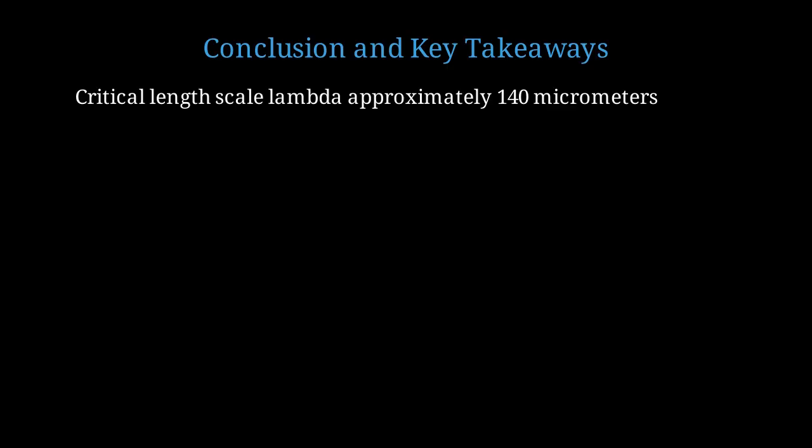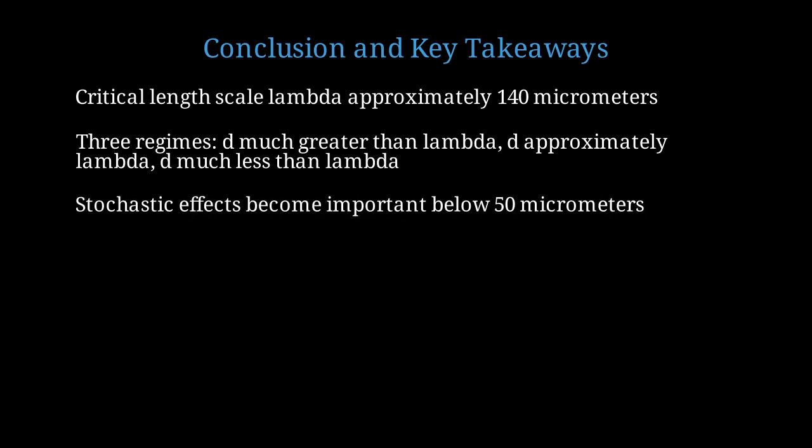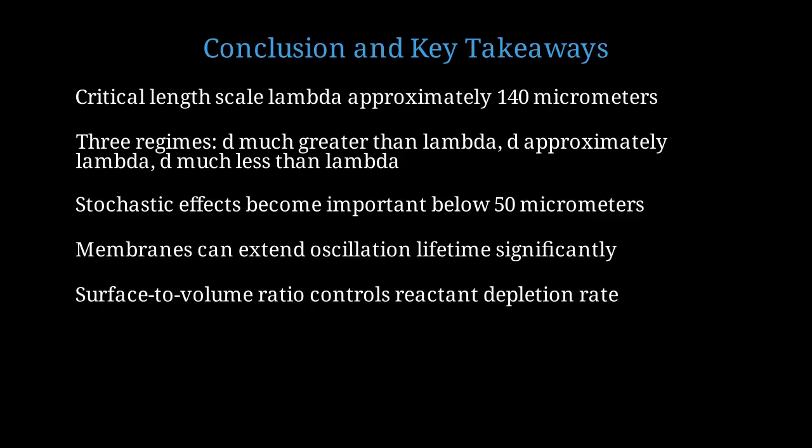Let's conclude with the key takeaways from confined BZ reactions. The critical reaction diffusion length scale lambda is approximately 140 micrometers for typical BZ conditions. Three distinct regimes emerge: large droplets with waves, medium with bulk oscillations, and small with suppression. Stochastic effects from discrete molecule numbers become important below 50 micrometer diameter. Encapsulating membranes can extend oscillation lifetime significantly by preventing reactant loss. The surface-to-volume ratio is the key parameter controlling how quickly reactants deplete.